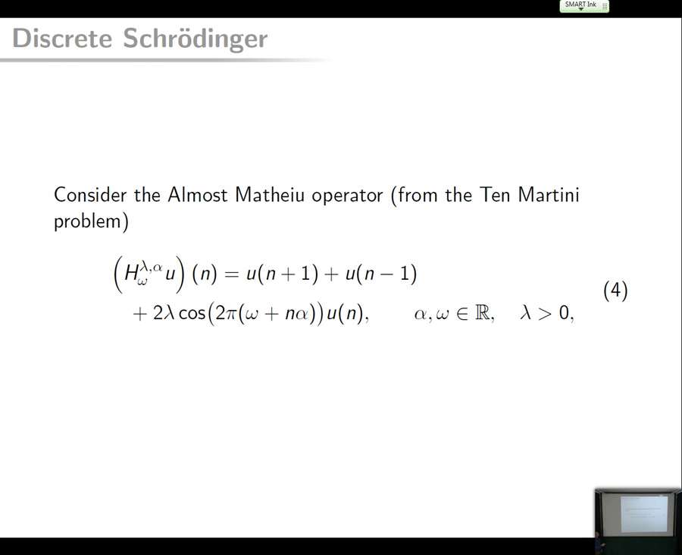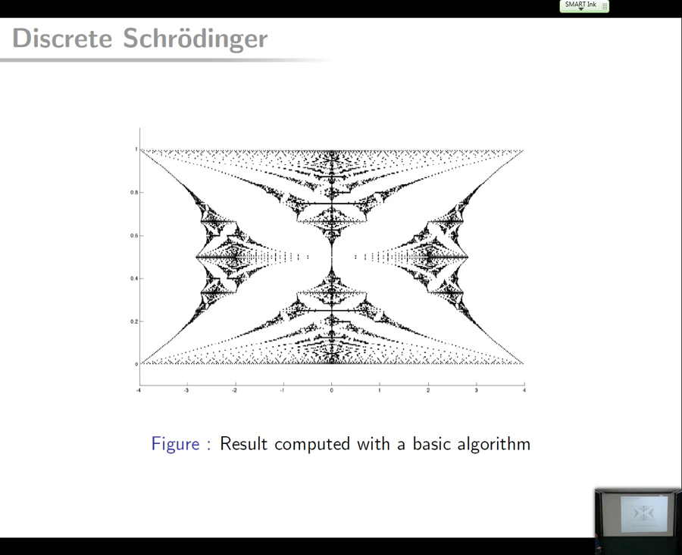This is the almost Mathieu operator from the famous Ten Martini problem. And this is a computation which shows you a Hofstadter butterfly. And this is done with a basic algorithm. So what you see here is guaranteed, well, in this case, within 2 digits, to actually be in the spectrum, because this is a basic algorithm. And this problem here is sigma 1.